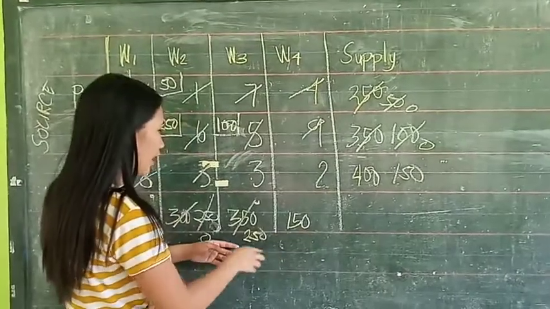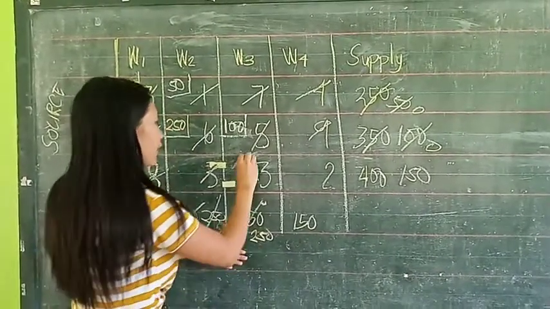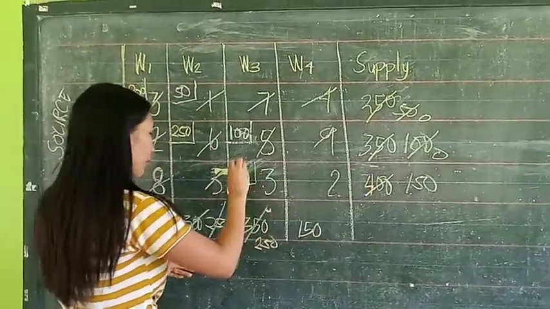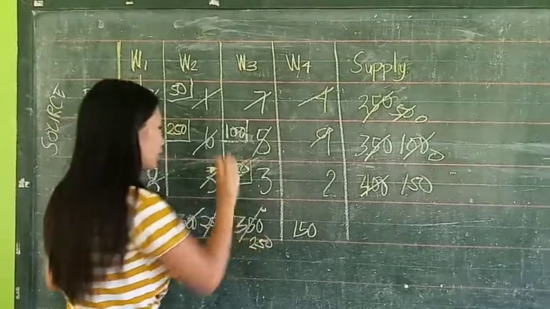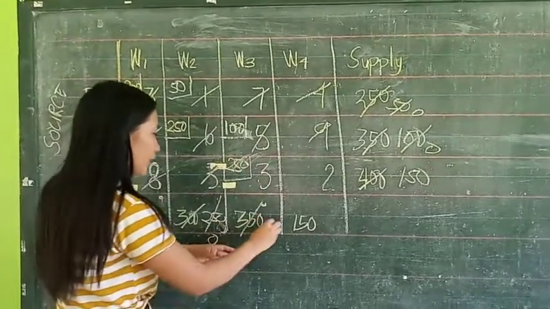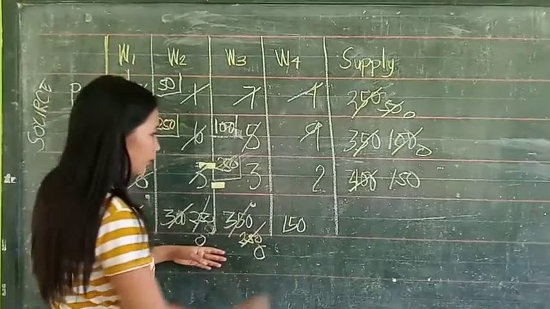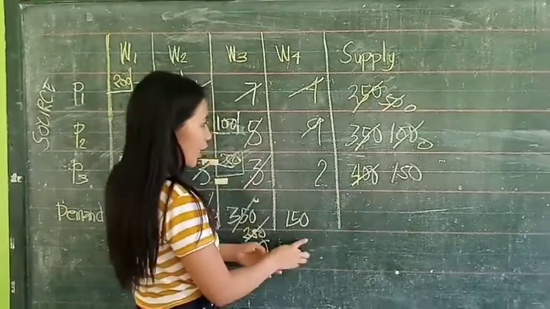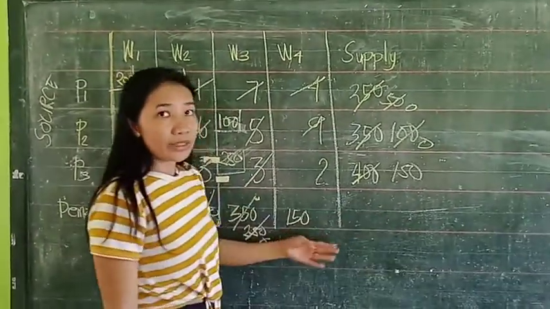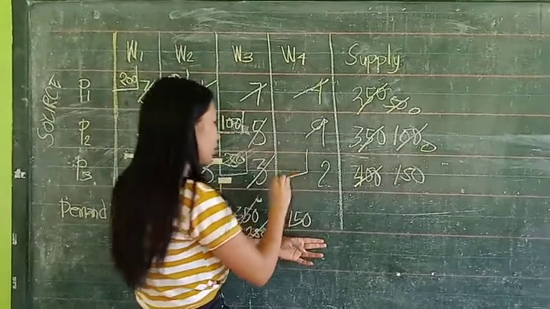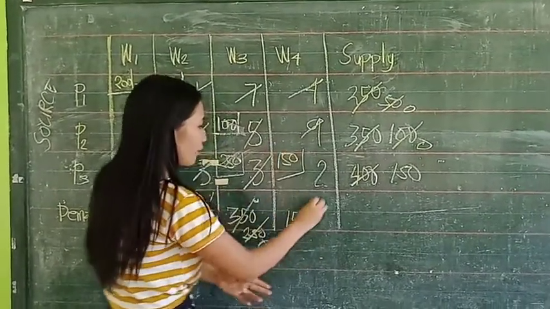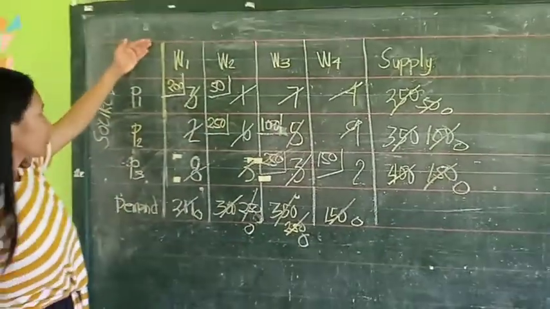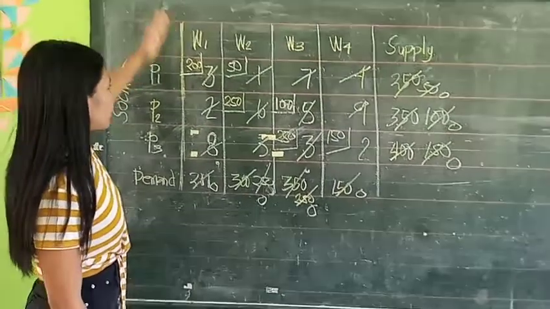So 150 and 250. 250 is less than 400, so I will allocate 250 here. Put 250 near the 3. Then the 250 will be 0. As you can see, the demand and the supply are both the same, so you copy the 150 and its value will become 0. So now we locate the allocated areas.